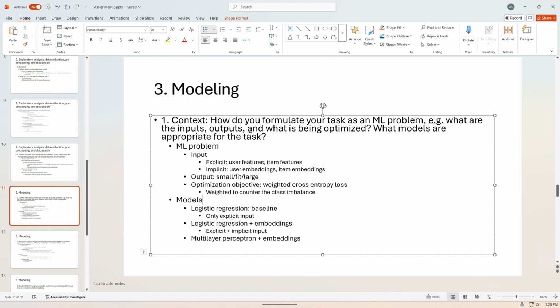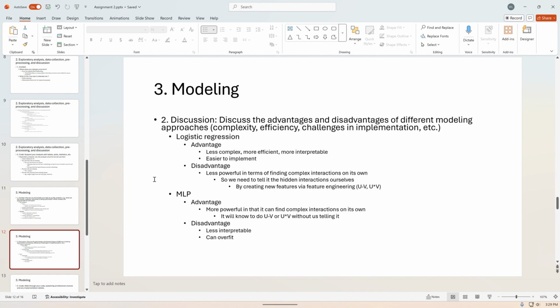And then what models am I gonna use? First, logistic regression using only explicit input, and then logistic regression using both explicit and implicit input. And then we're also going to be using neural network plus the explicit and implicit inputs. And now discuss the advantages and disadvantages of different modeling approaches.